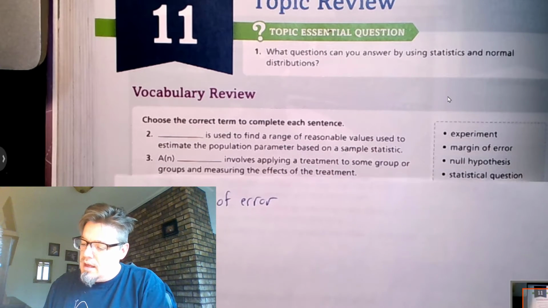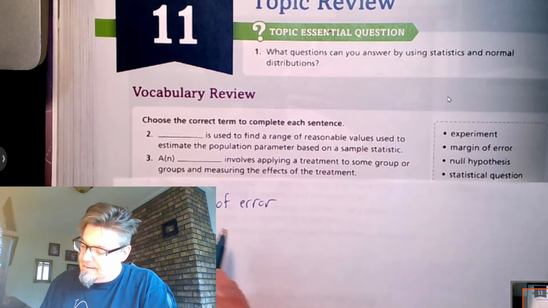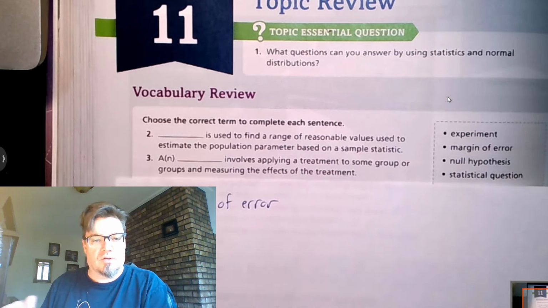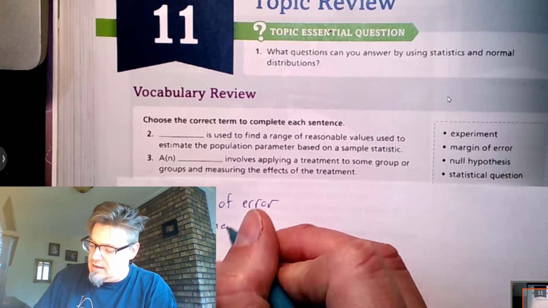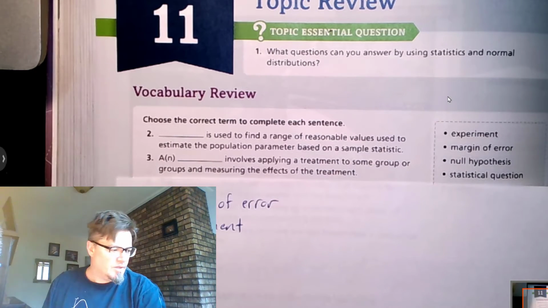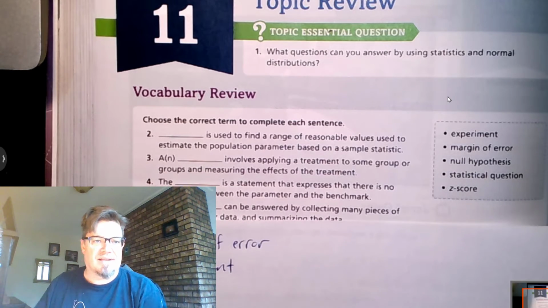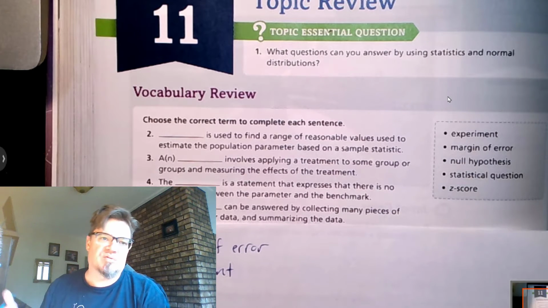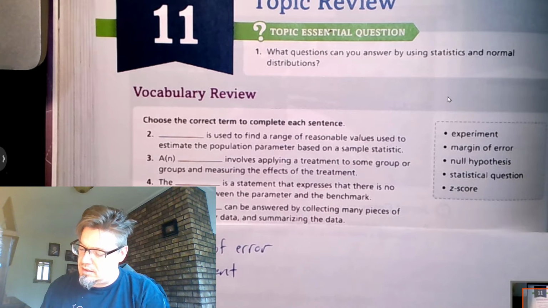All right, number 3, a blank involves applying a treatment to some group or groups and measuring the effects of the treatment. Well, that's exactly what a scientific experiment is. All right, remember you got the two groups. Number 4, we skipped that. That's null hypothesis, and that's actually for another type of class. We won't do that. It was the last section. Sometimes we skip the last section of each of our units here.